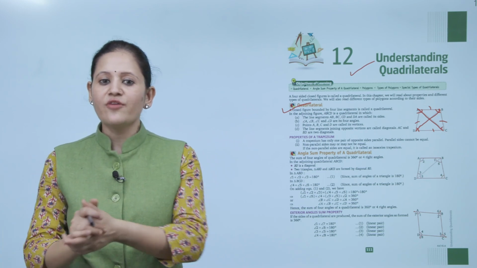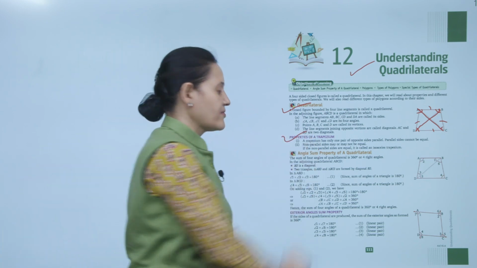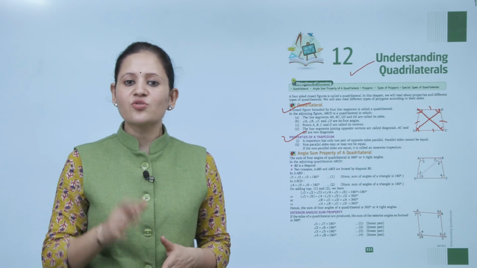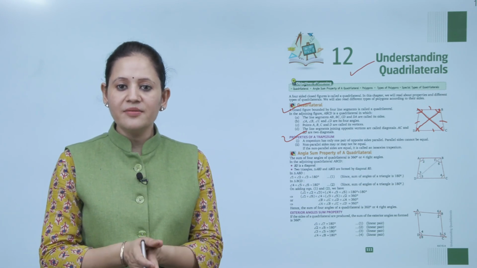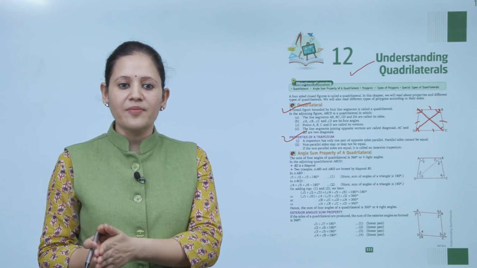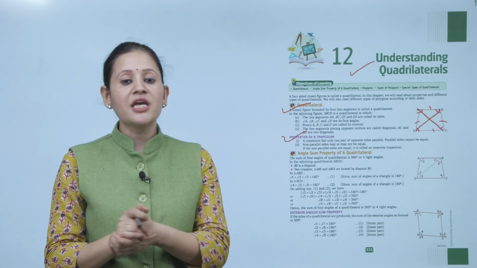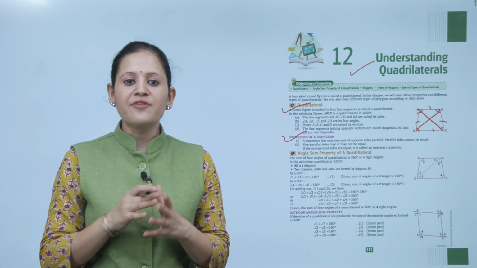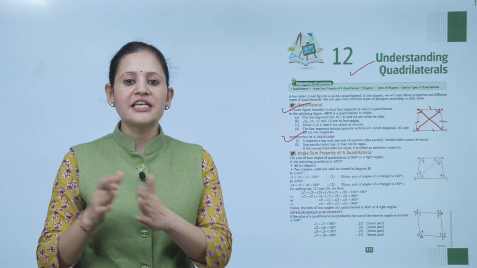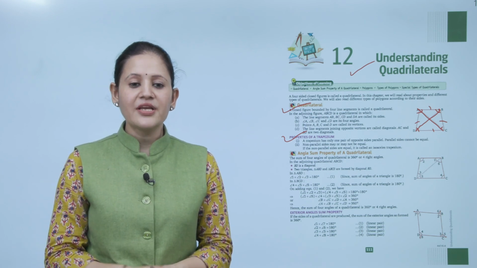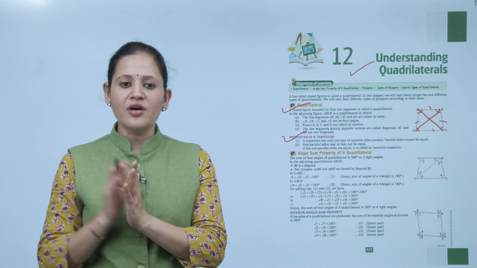Next is properties of a trapezium. A trapezium has only one pair of opposite sides parallel. Parallel sides cannot be equal. Non-parallel sides may or may not be equal. If the non-parallel sides are equal, then it is an isosceles trapezium. Clear? So a trapezium has one pair of sides that is parallel.